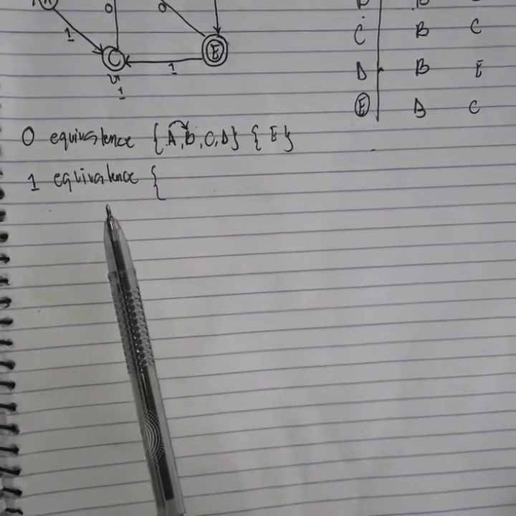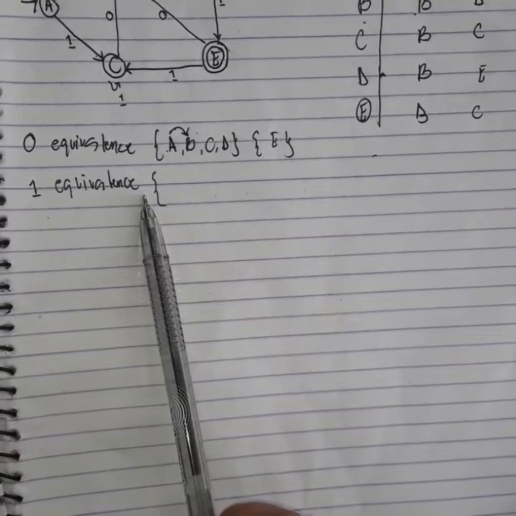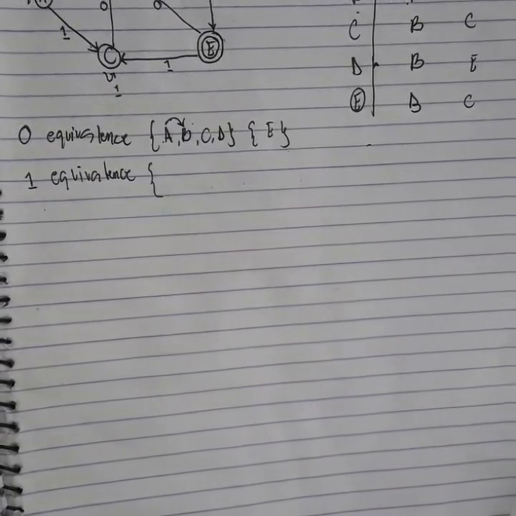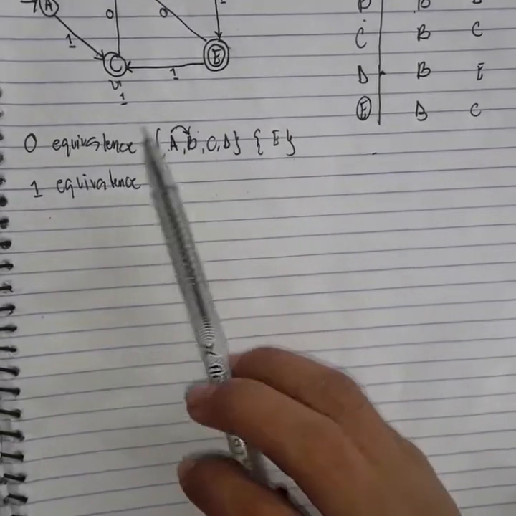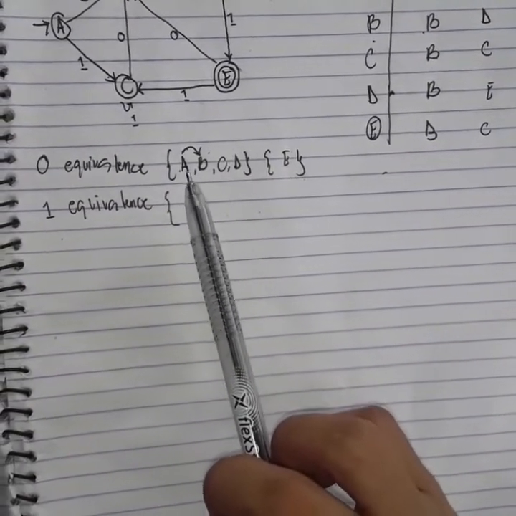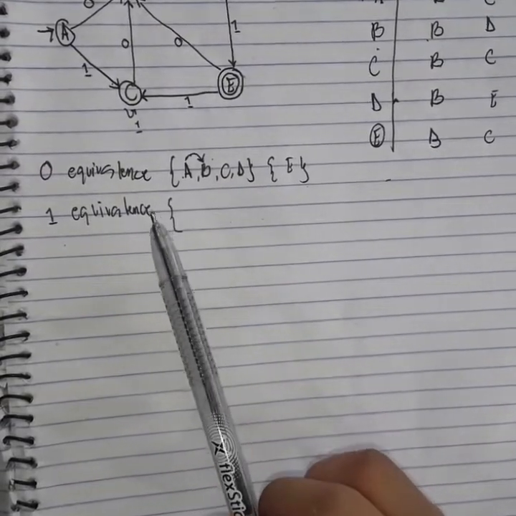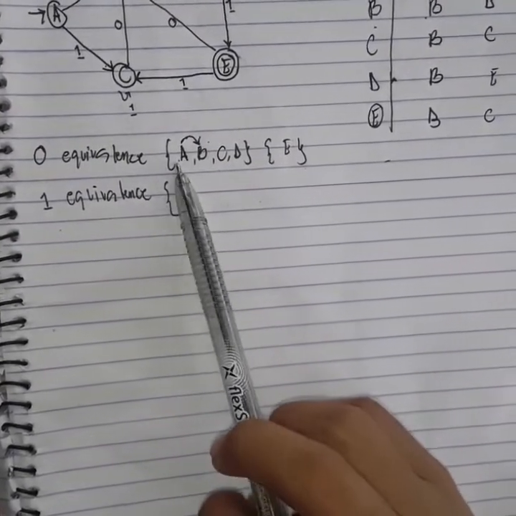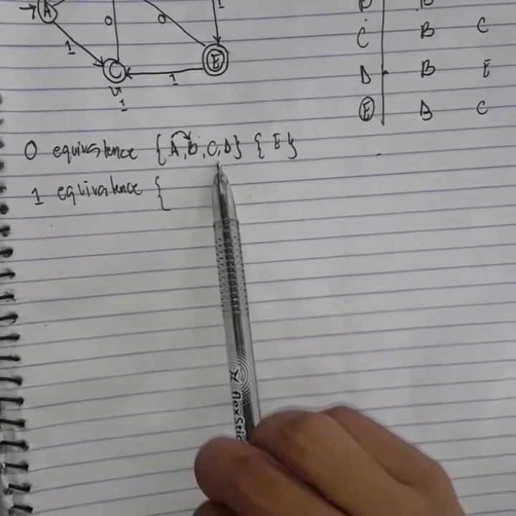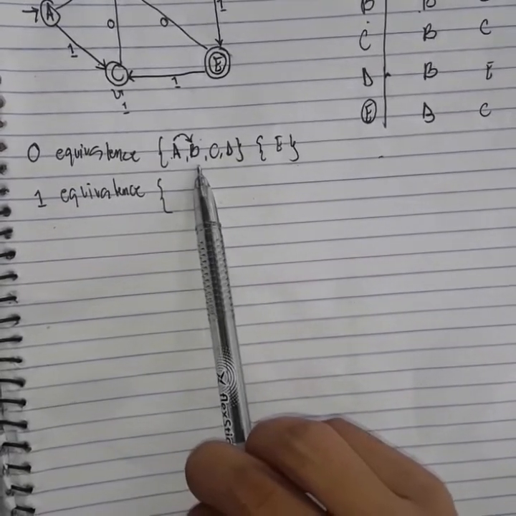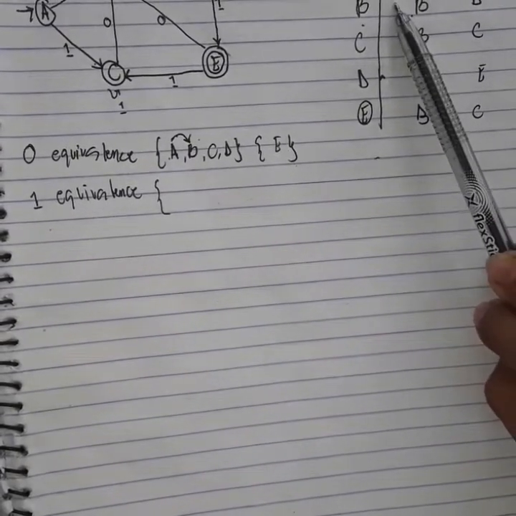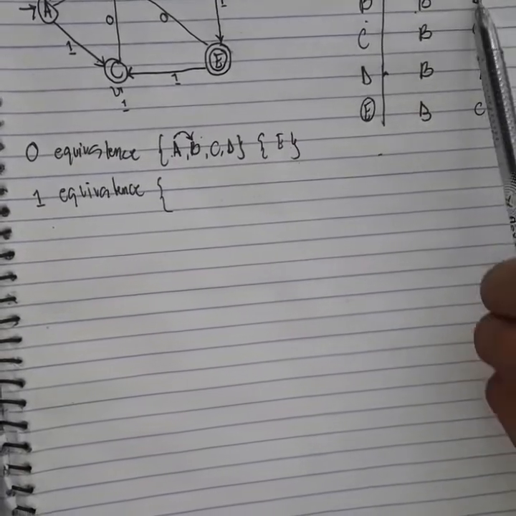Here we're going to write the one equivalence. In writing the one equivalence, you have to look at this row in the zero equivalence. In order to check if these states are one equivalent to each other, first we need to check A and B. How would we do that? You have to check in the transition table, on getting input 0 and 1.